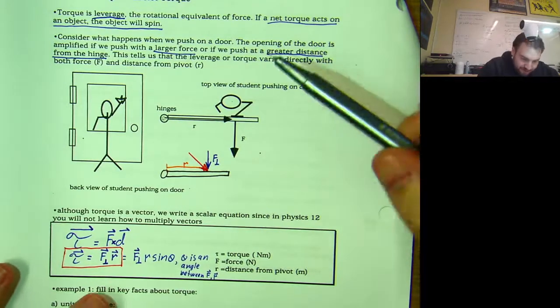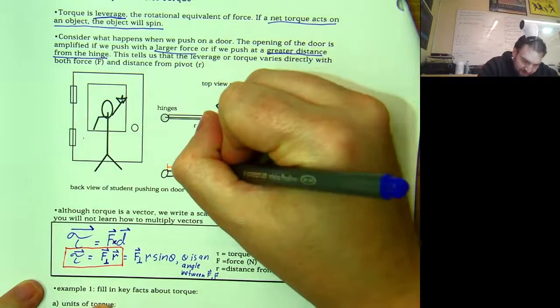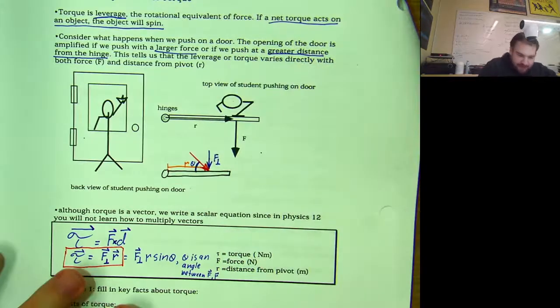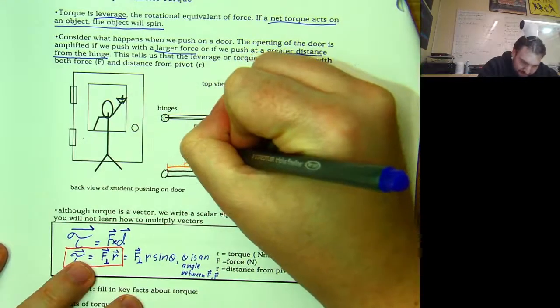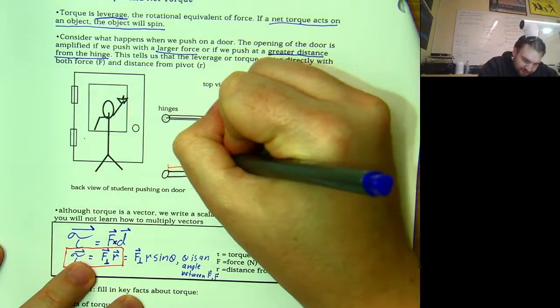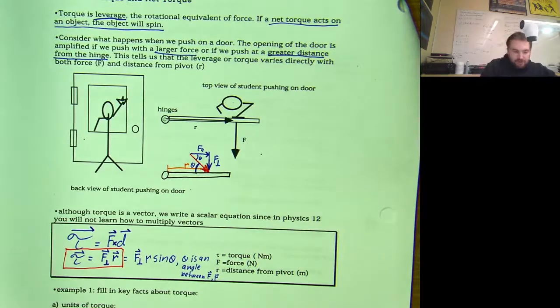Well, if I look at what's going on here, there's an angle between my force and the door that I'm pushing. If I call that angle theta, and I complete my component triangle, this angle here is also going to be theta, and so this is going to be my parallel force to the door. Oh, that's a theta there.